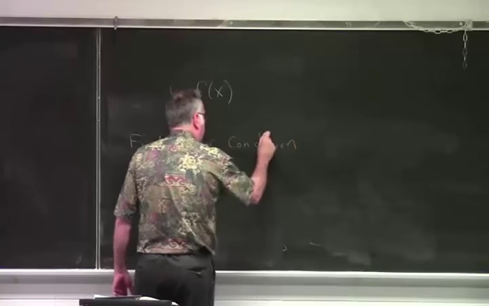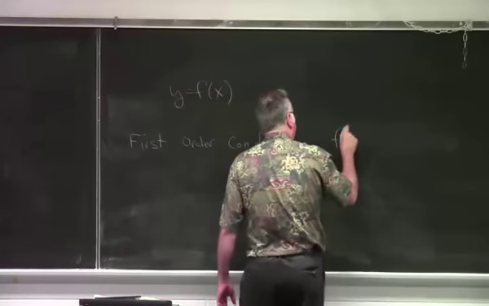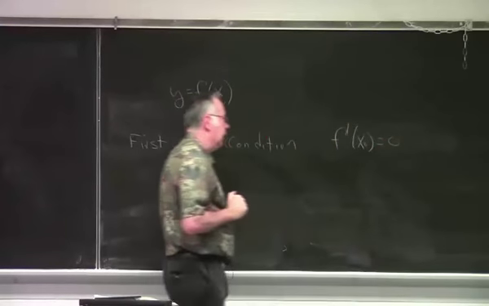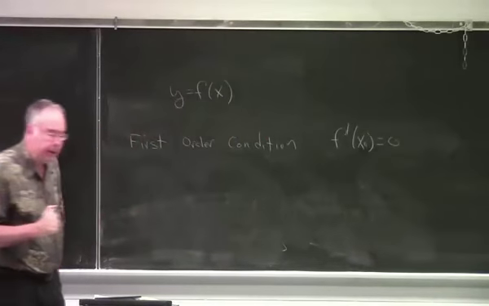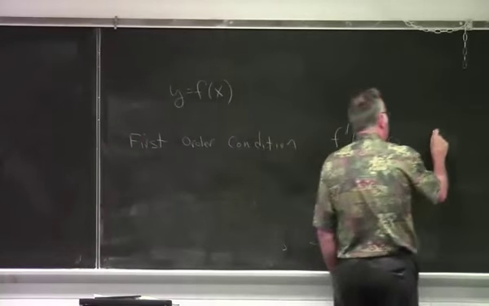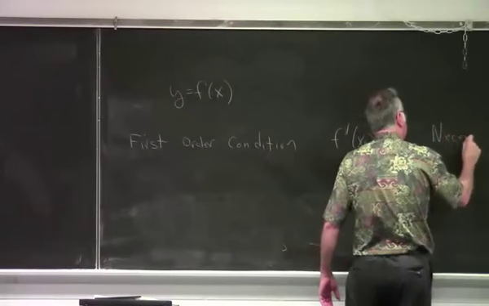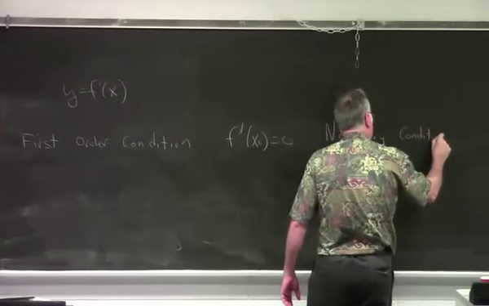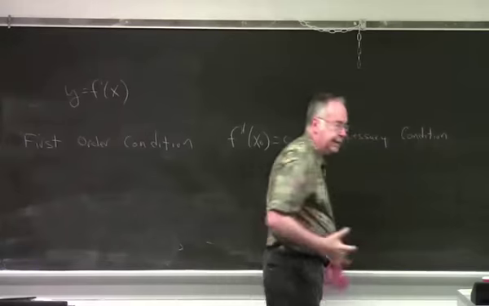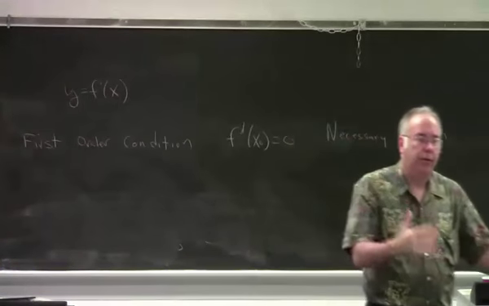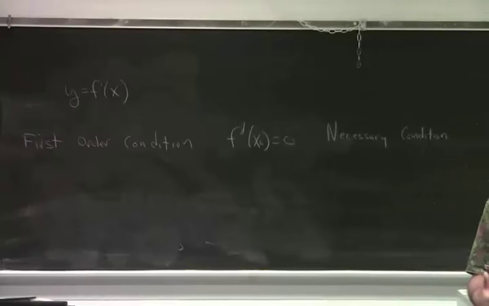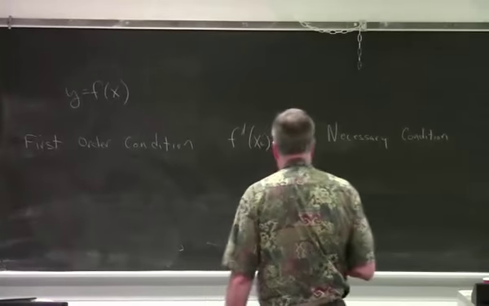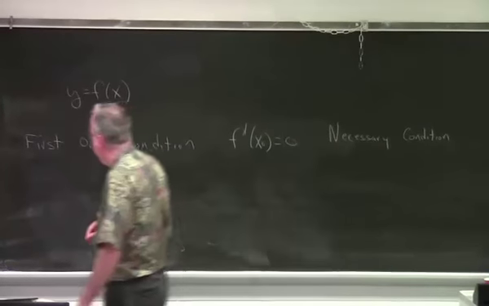And this first order condition is just f prime of x0 is equal to 0. And this is oftentimes referred to as a necessary condition. It's a condition that has to be satisfied in order for you to have either a maximum or a minimum. Okay. This is the first order condition for both a maximum and a minimum.